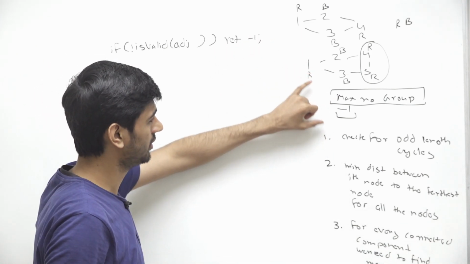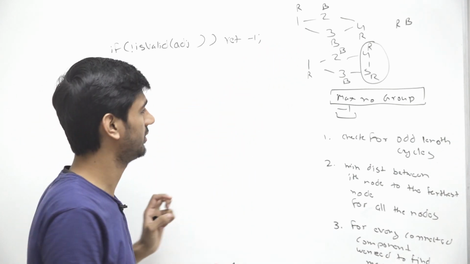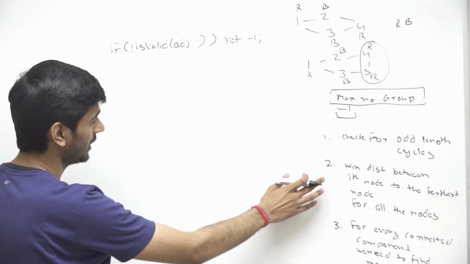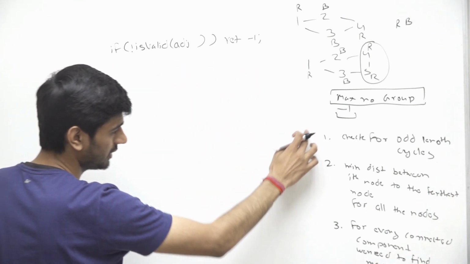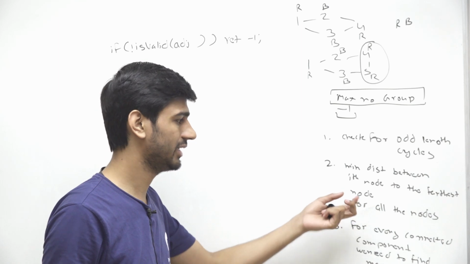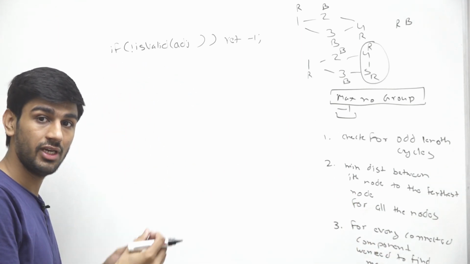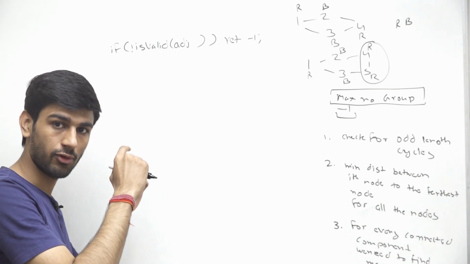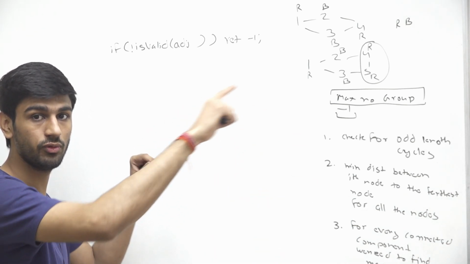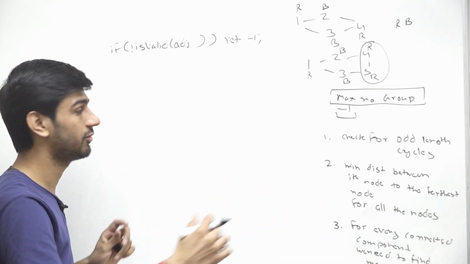And this logic can be implemented in order of n using BFS, right? That will not be difficult. Now, once we have this step clear, the second step is to find the minimum distance between the ith node and the farthest node from that ith node, right? For that, for every node we can run a BFS. Like from 1 we can run a BFS, then from 2 we can run a BFS, and we can find the minimum distance between that node and the farthest node.